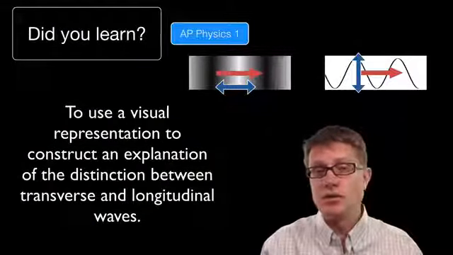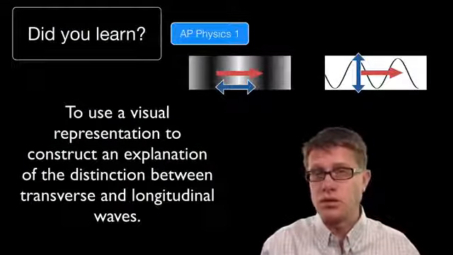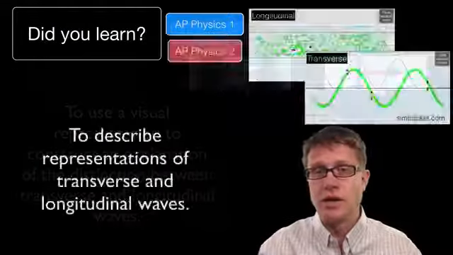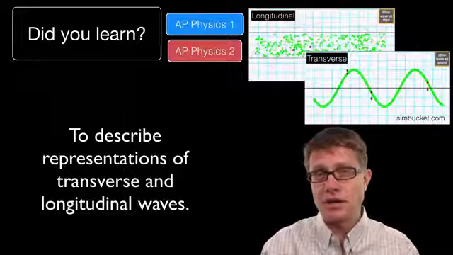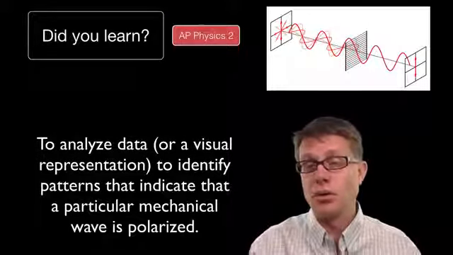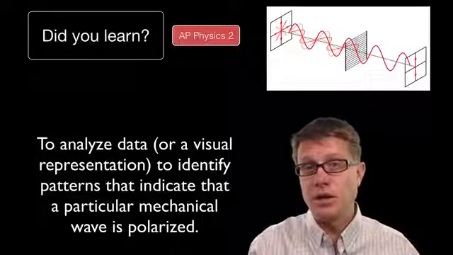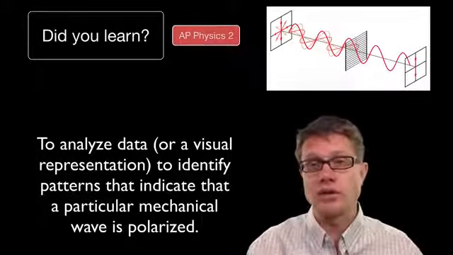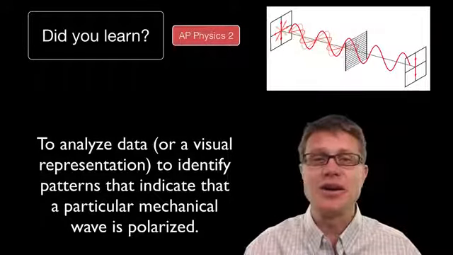And so did you learn to use visual representations of longitudinal and transverse waves? Have you learned how to use a model to study them? And then in AP Physics 2, do you understand the importance of polarizing as a way to limit only a certain direction of transverse waves moving through? I hope so, and I hope that was helpful.